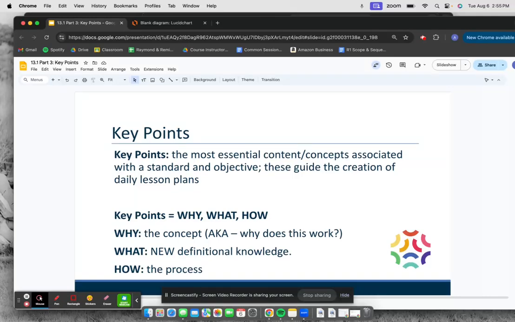In math, we write key points that answer the questions why, what, and how. So, why would be the concept? What would be any new definitional knowledge students need? And how would be the process students are taking in order to apply this skill or concept?